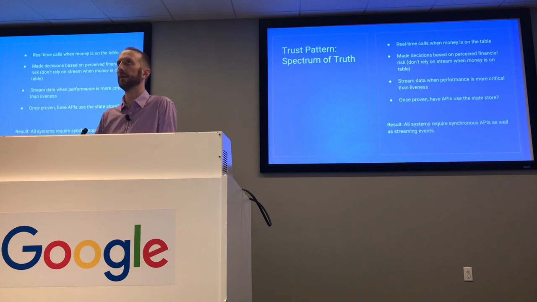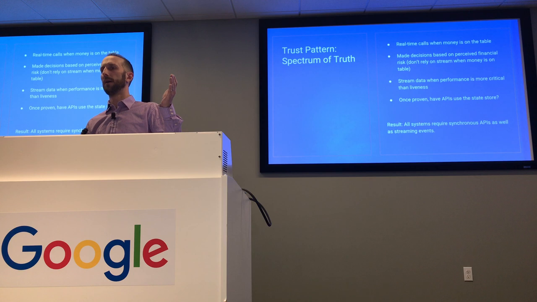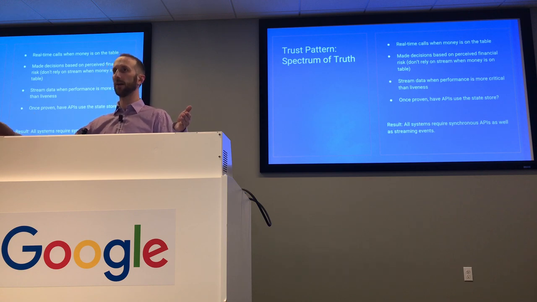And we make decisions based on this idea of perceived financial risk. So where it's really risky, let's be careful about using this event data, this data that could potentially get out of sync, and just go and talk to the systems. So it's a spectrum of how much do you want to go for performance versus how much do you care about the real truth. So stream the data when performance is more critical or where you just can't make API calls.